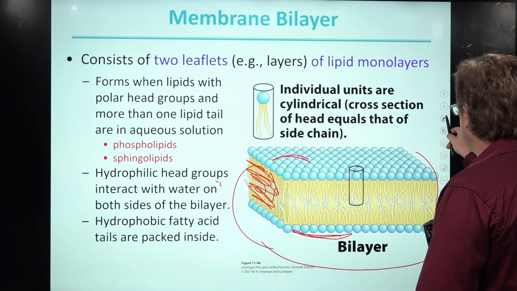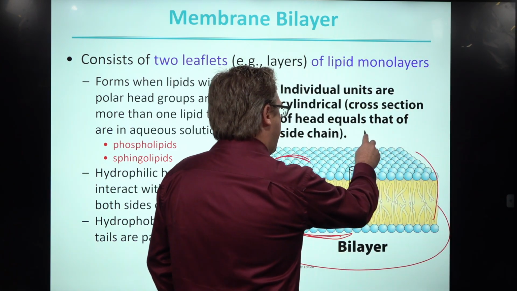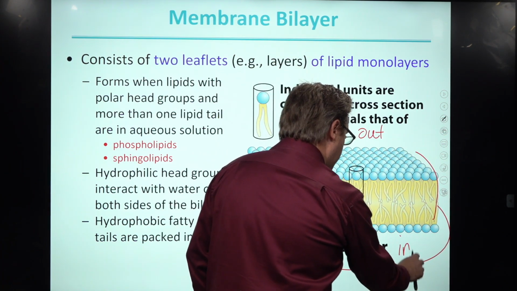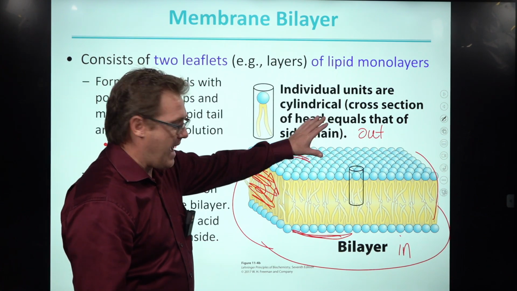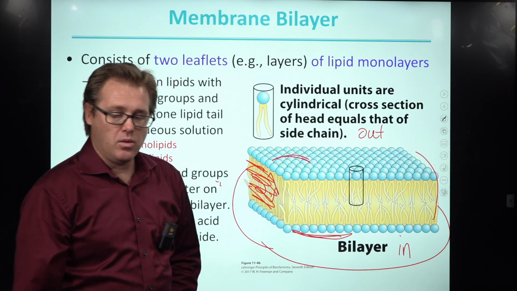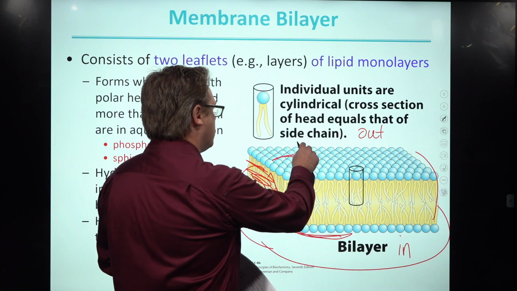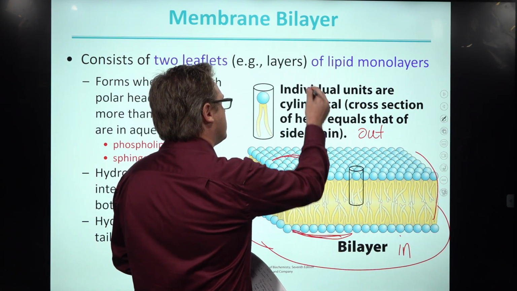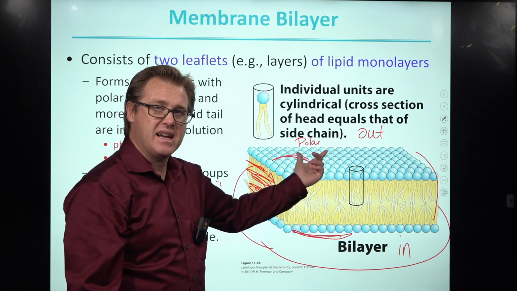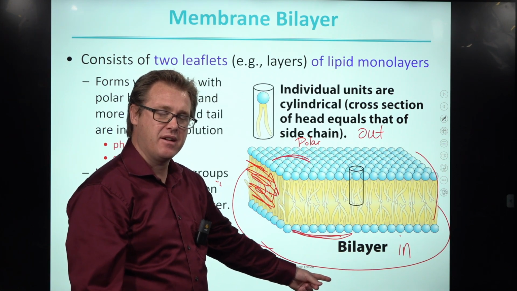So if we just take a look at the bilayer, okay, so let's say this is the outside of the cell and this is the inside of the cell. Okay, so we have those areas separated by this membrane. So let's see what happens here. What if we have a polar molecule? Let's say we have a polar molecule on the outside of the cell. Is it going to be able to just come through to the inside of the cell very easily?